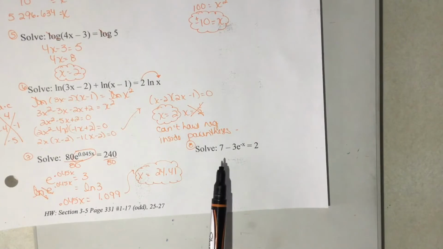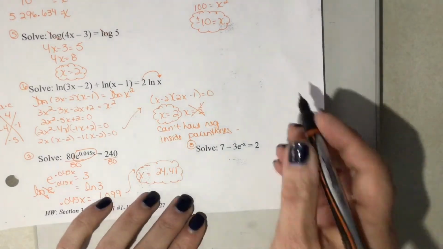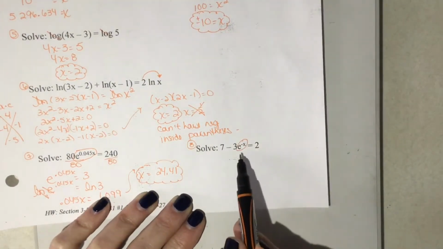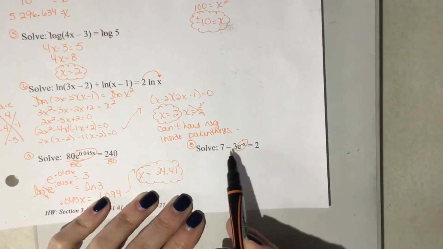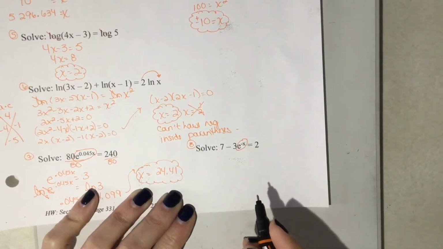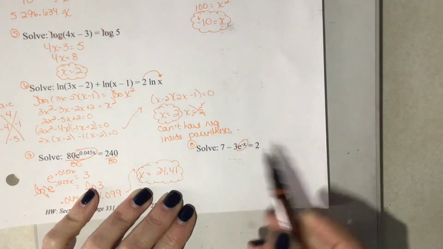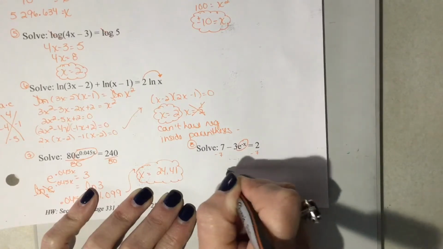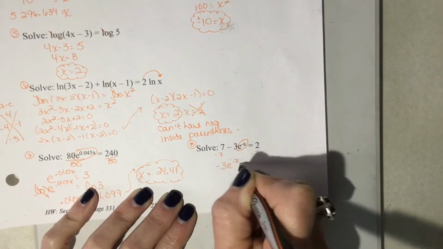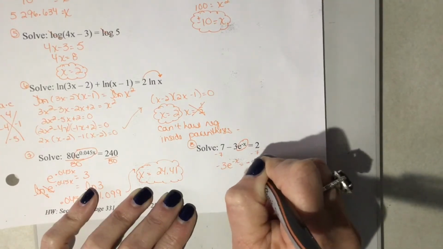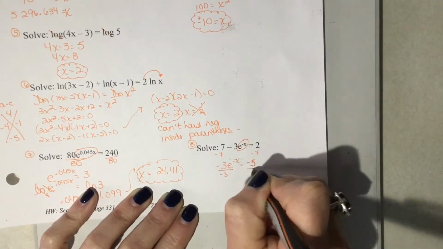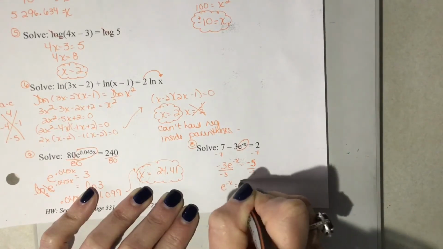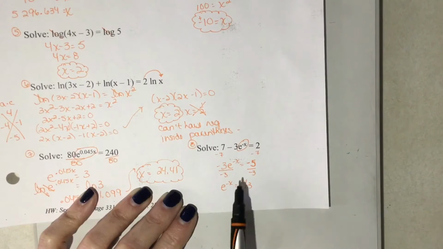Solve. I see no word, I see no logarithm, I see no natural log, so I can assume that I'm in exponential form. And here's my base and my exponent, so I know that I need to get that all by itself before I can convert over to natural log. So what would be my first step? I need to subtract 7 because I need to get this by itself first. So I'm going to subtract 7 from both sides. So I get negative 3 e to the opposite of x equals negative 5. What do I do to both sides? Divide by negative 3. So I have e to the negative x equals 5/3.